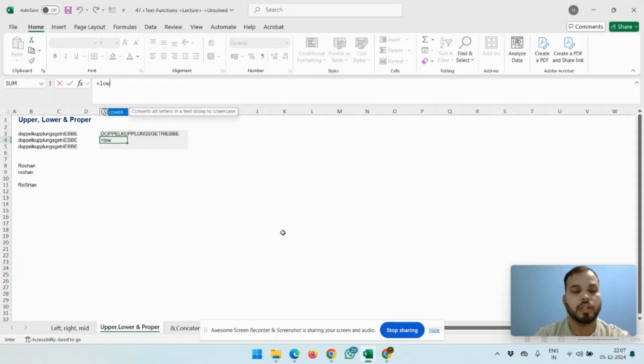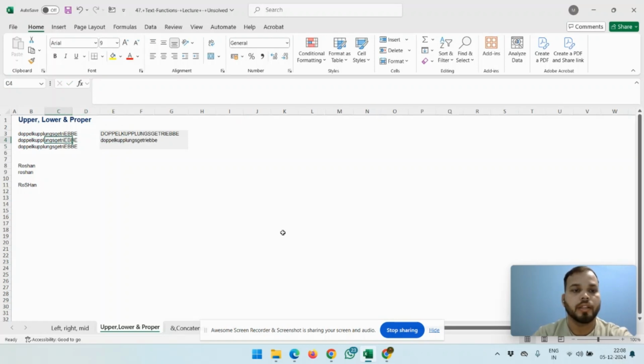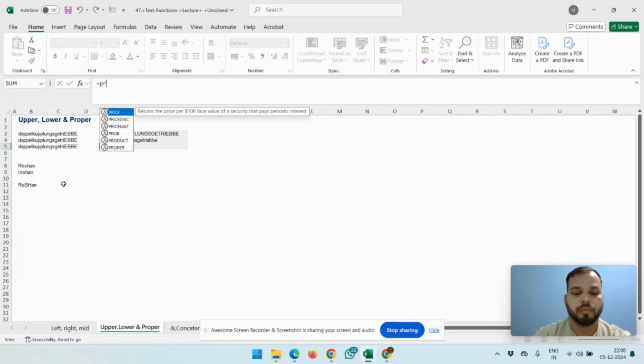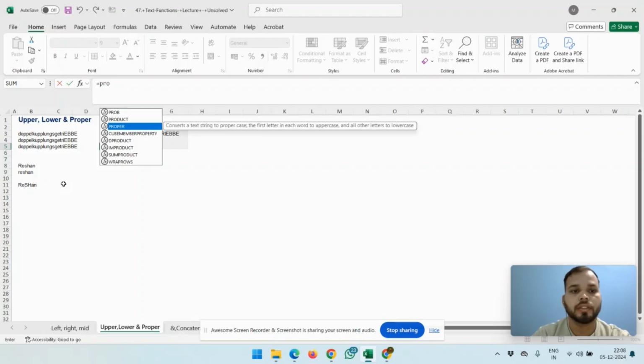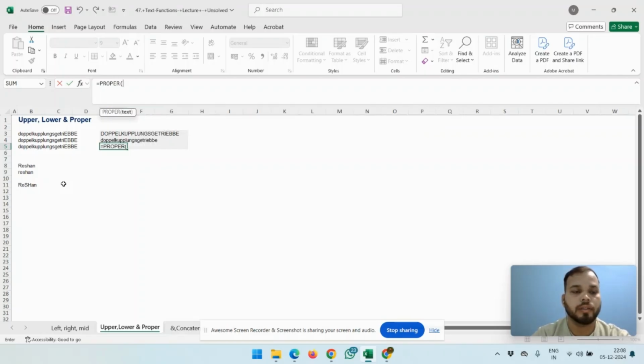And the next one is LOWER, we get all the letters in small, like here. You can see E, B, and B, E are in capital, but the answer is all the letters in small. And the third one is PROPER. So proper means the first letter is capital and all other letters are small. So yes, this one is proper.